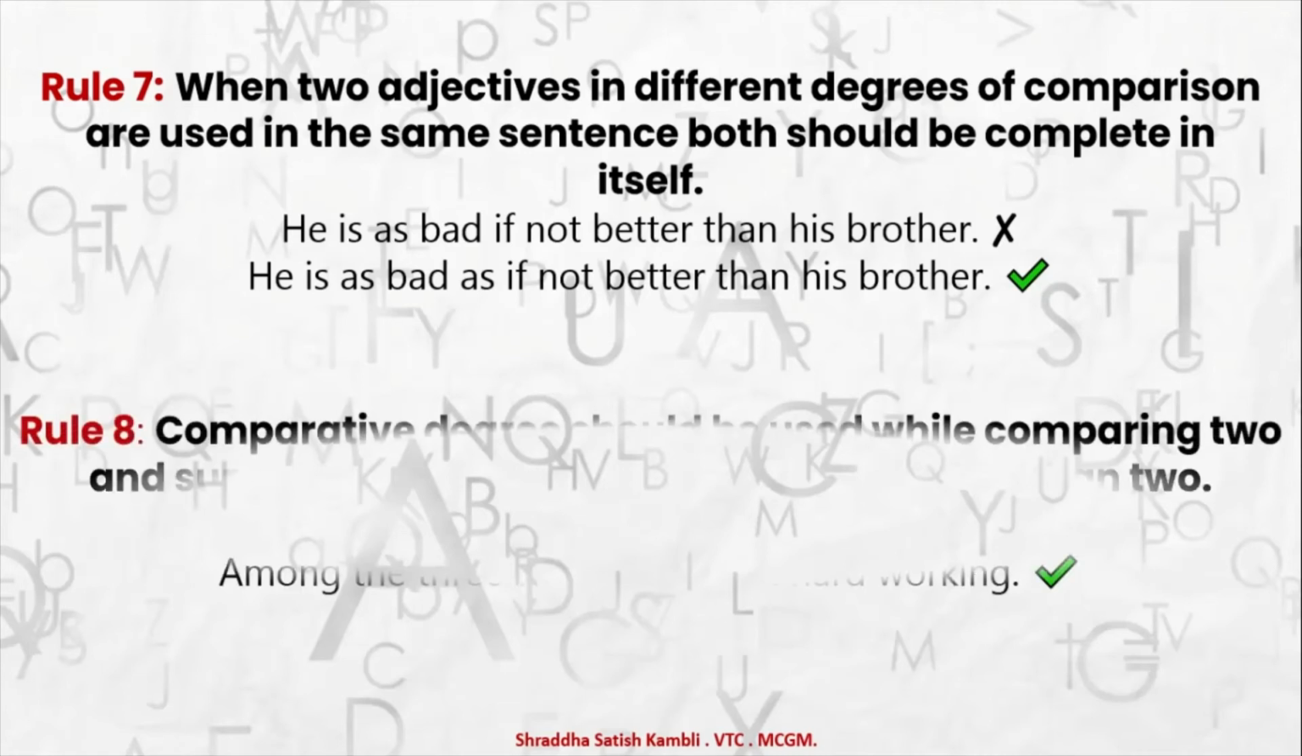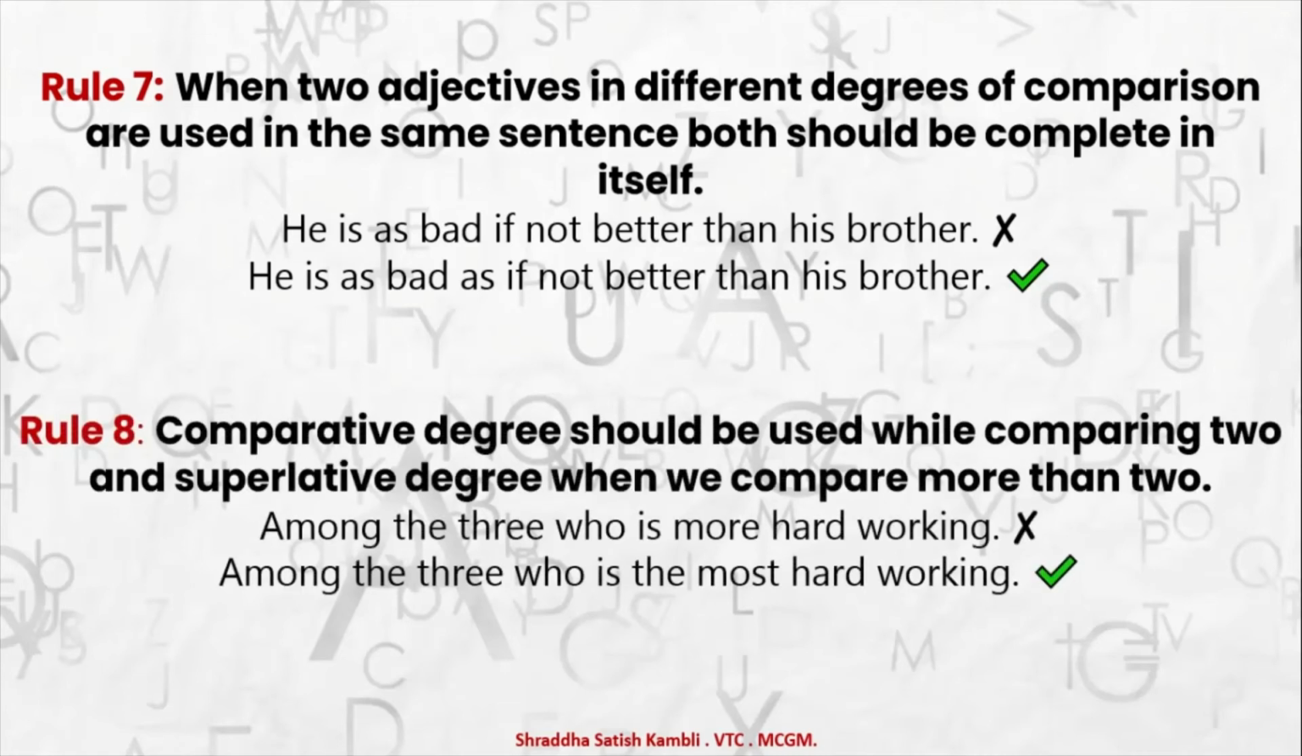Coming to rule number 8, which is going to be the last rule that we are going to discuss today. Why? Because I told you there are a lot of rules. If you look up, there are so many rules that you will be able to locate. But we are going to make use of only those rules which are relevant to our studies. Okay? So comparative degree should be used while comparing two, and superlative degree when we compare more than two. This is very simple.